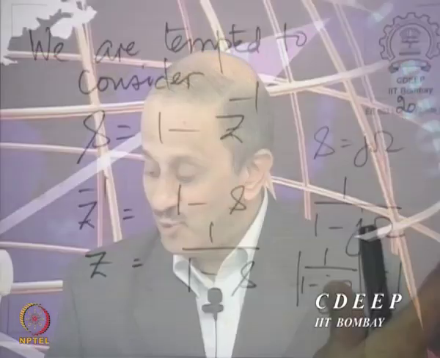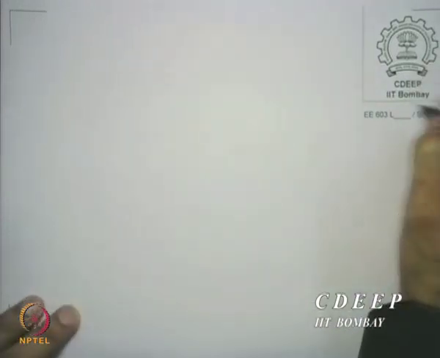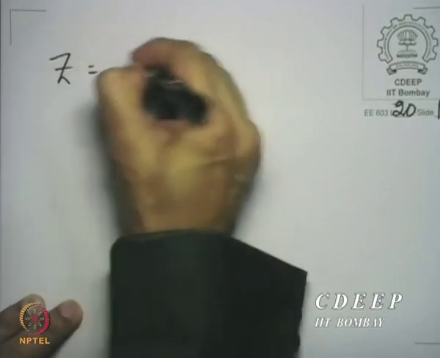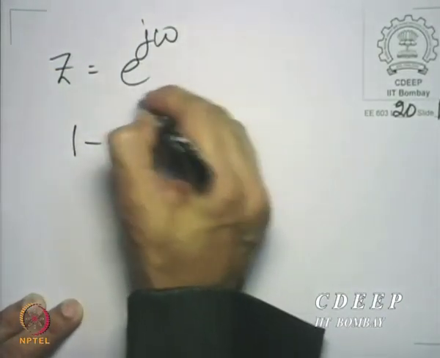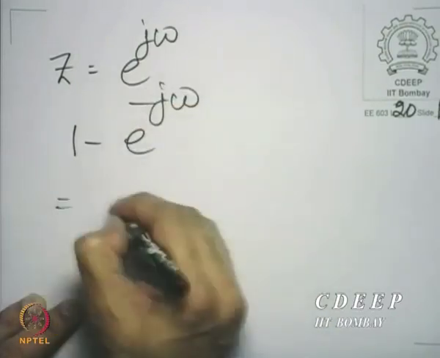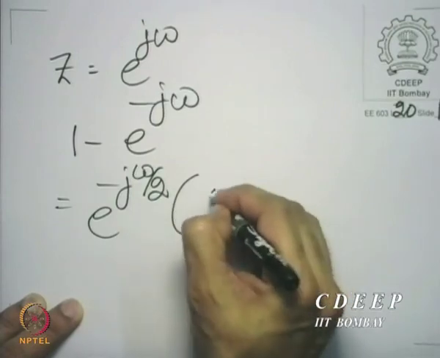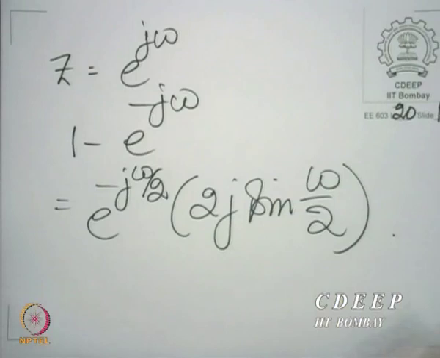Let us do it the other way. Let us put Z equal to e raised to the power j omega in the same transformation and see what we get. We get 1 minus e raised to the power minus j omega, and that can be rewritten as e raised to the power minus j omega by 2 times 2 j sin omega.